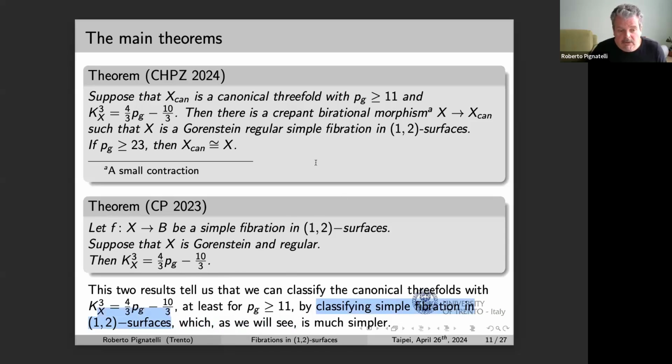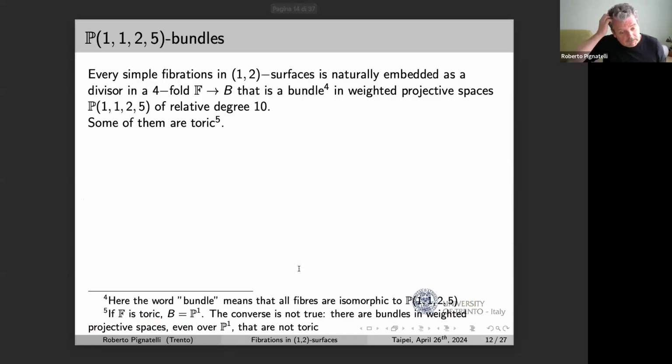What these two slightly technical theorems allow us to do is probably the funniest part, at least for me. And so I have to explain a little bit more about these simple fibrations. That's why the title is about these fibrations. Simple, most of them. In the last slides, you will see something which is not simple.